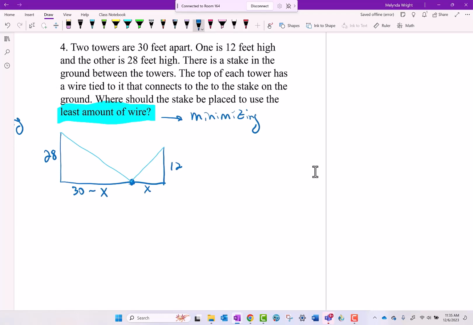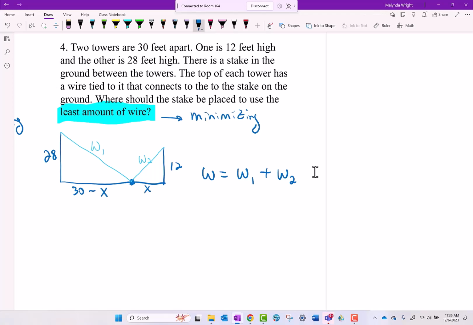Okay, great. Now, I need to assign a variable to each piece of that wire. Again, you can choose whatever variables you want. I called this one wire 1 and this one wire 2. Again, you can choose A and B if you want to. Okay, so the total wire is wire 1 plus wire 2, and the total wire is what we want to minimize. Are we okay? So we want to minimize the total wire, which consists of wire 1 plus wire 2.